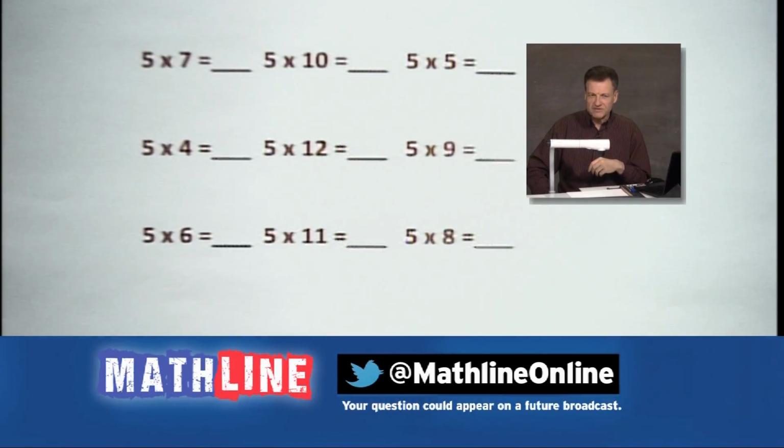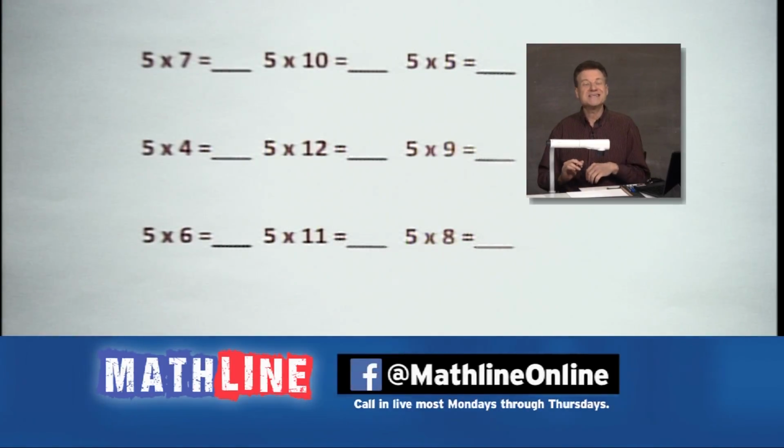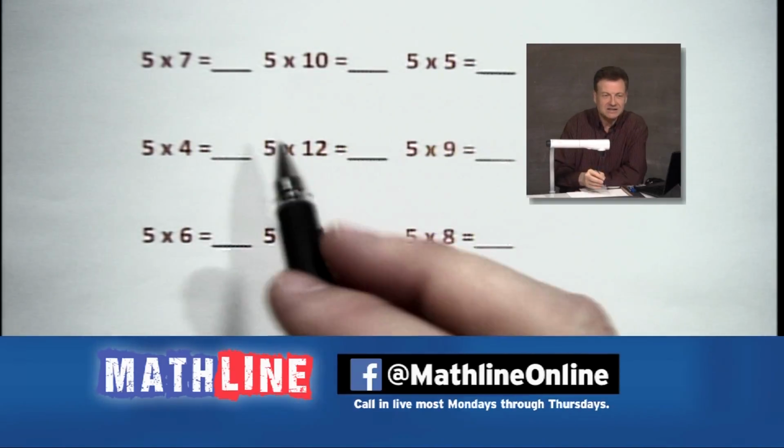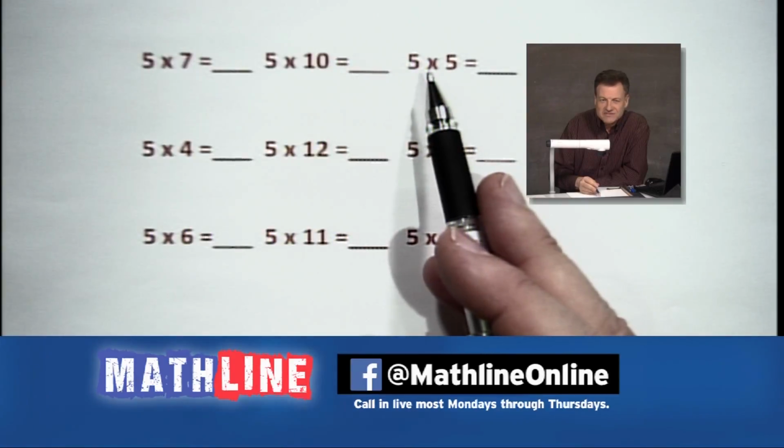Also, for some of you who struggle with the 5s, think about your money. Nickels. I'm going to ask you how many 7 nickels would be, all right? Because the first one is 5 times 7. Next one, 5 times 10. 5 times 5.